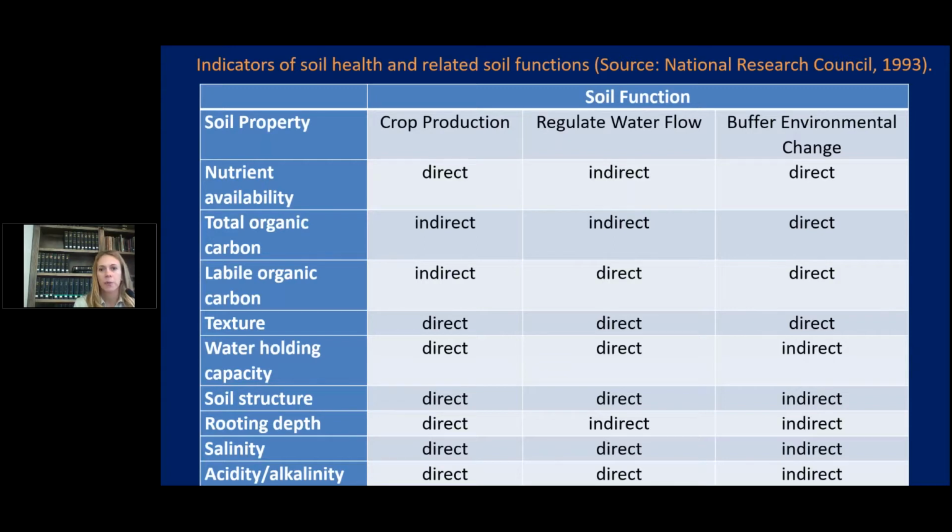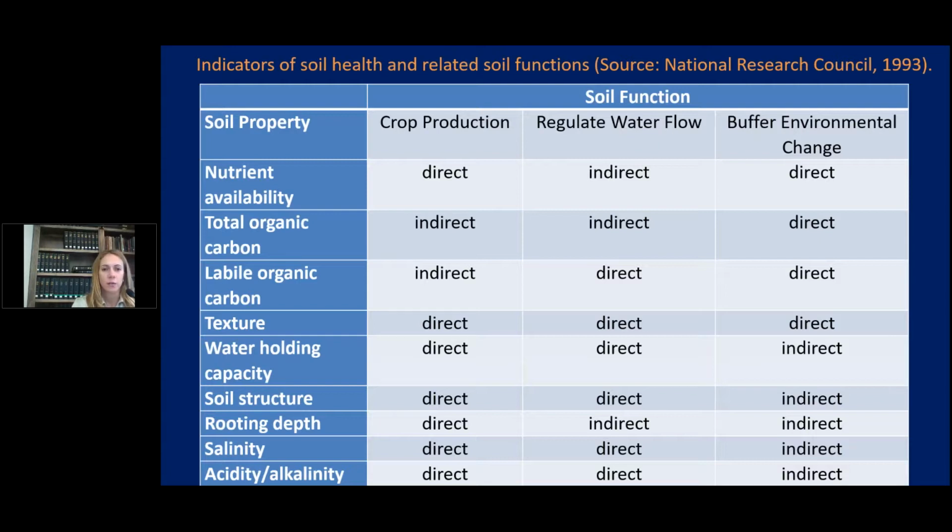This is another example. Soil can have, depending on the function or the goal that you have, in the second column you see here, crop production. So for agricultural soils, the main goal is crop production. Different soil properties can have a direct or indirect impact on crop production. And like I said, some of these properties, or in fact most of them, are not accounted for when we do the routine soil test.